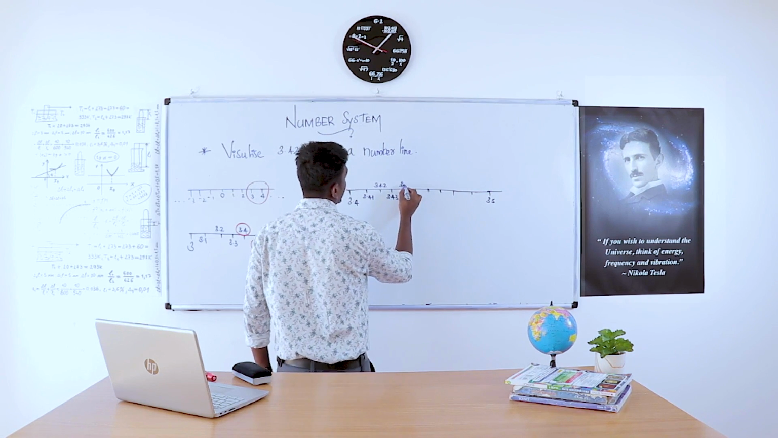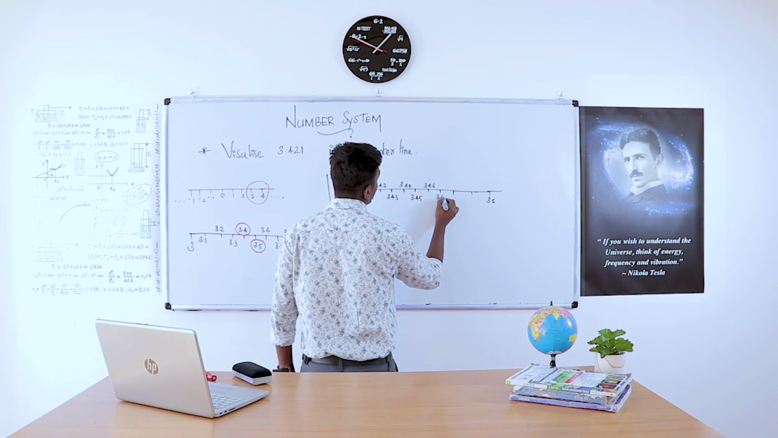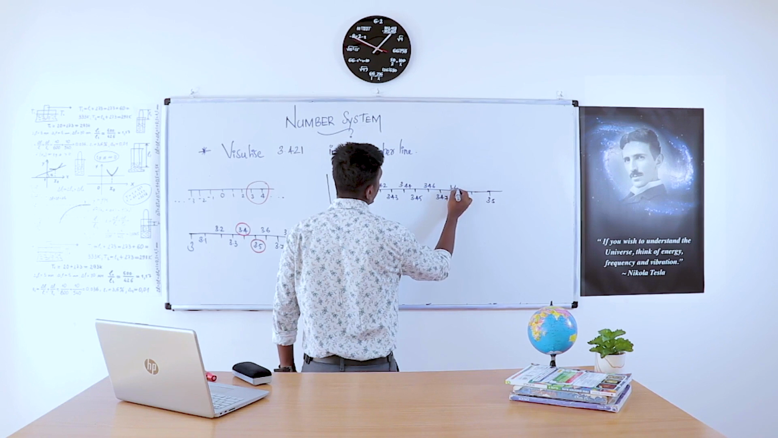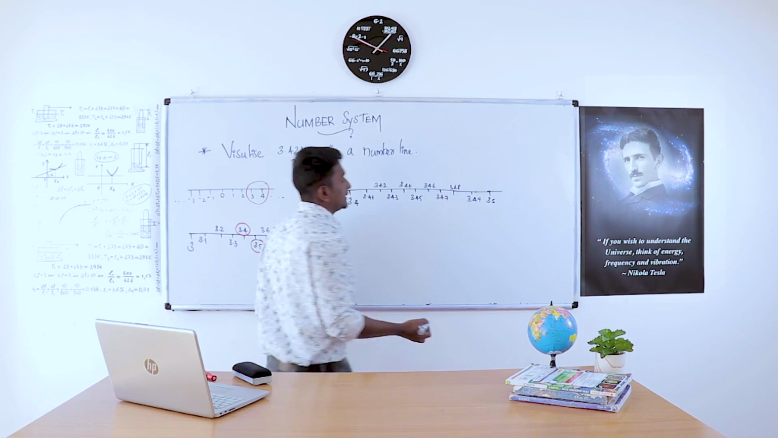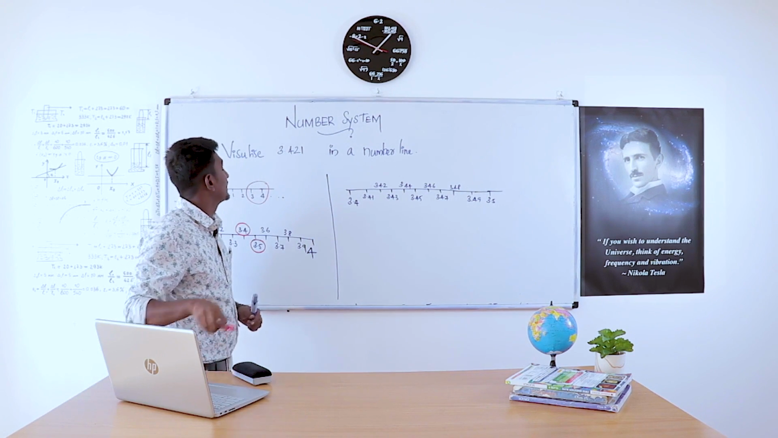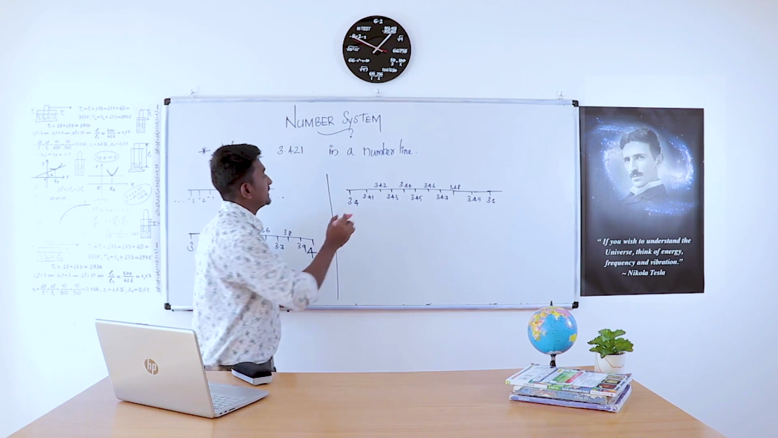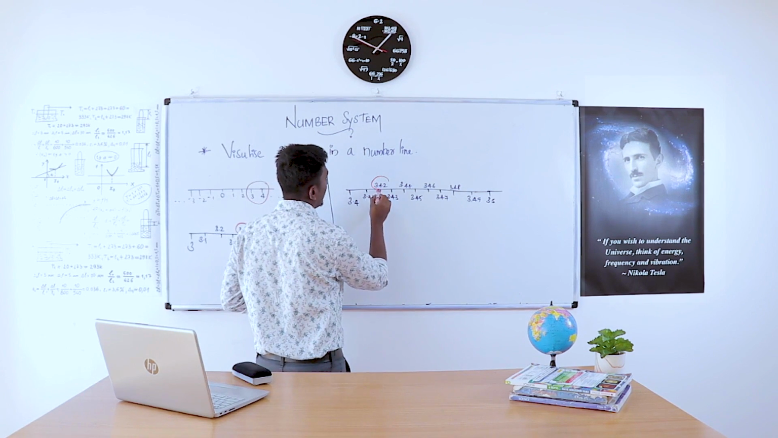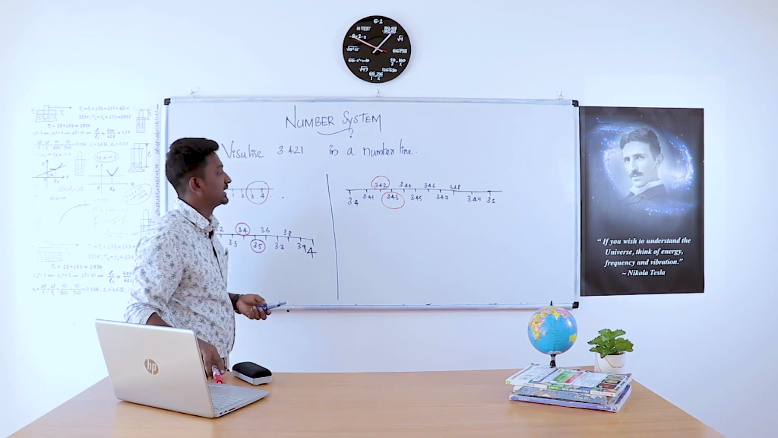3.43, 3.44, 3.45, 3.46, 3.47, 3.48, 3.49 and 3.5. Now again look, which number do we want to locate? 3.421. This 3.421 lies in between 3.42 and 3.43.